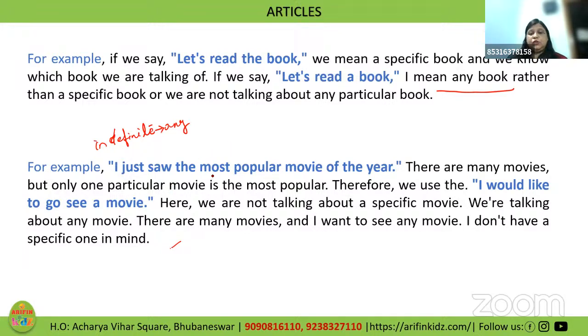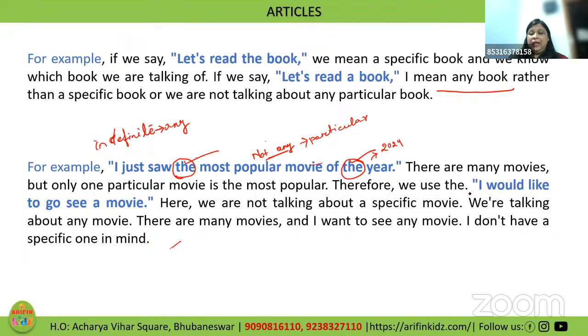For example, I just saw another example. See what we have written here, the most popular movie of the year, right? So we are talking about the year, let's say 2024. Here the year that we mean may be 2024, and the most popular movie means it is not just any movie, it is a particular movie, right? So that is why we are using the over here and also here.